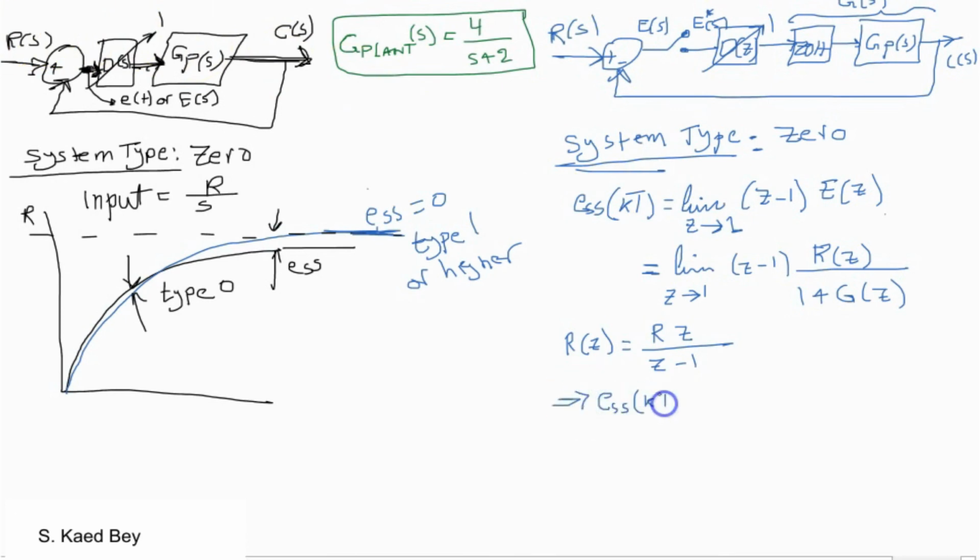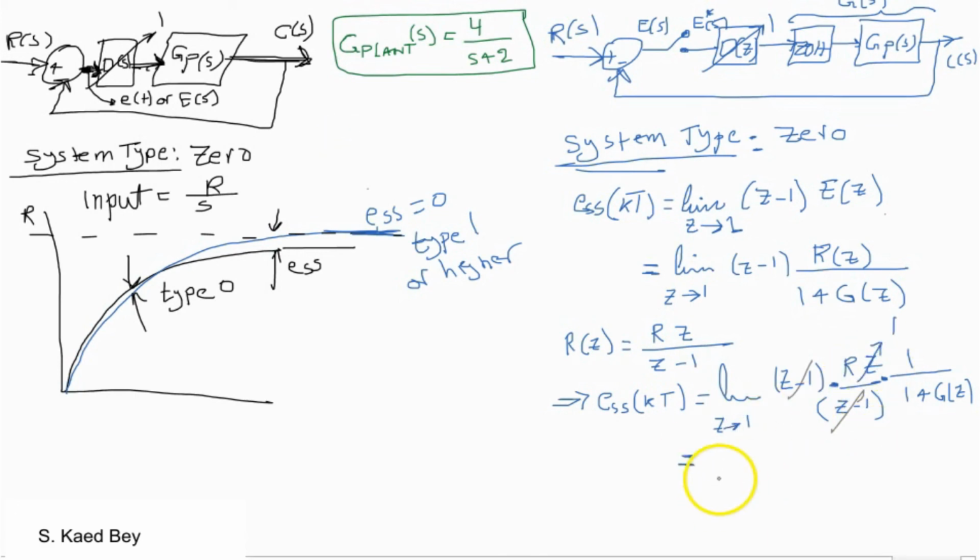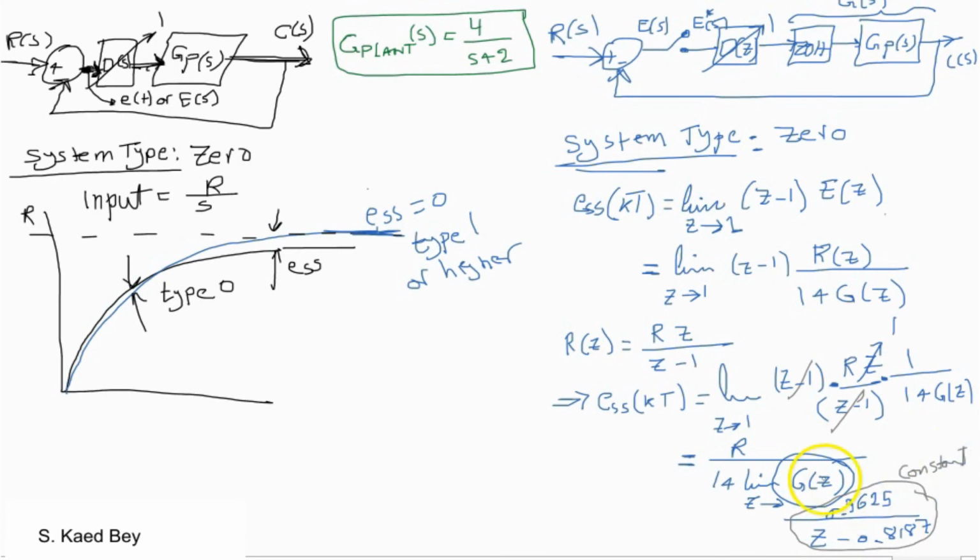If we assume the input is a step with a magnitude r, applying this in the relation of the final value theorem, cancelling the z minus 1 in the numerator and denominator, and applying the limit for z equals 1 for the forward path transfer function, we obtain the steady-state error of 0.33 as well. Also, if we increase the system type, the steady-state error will be 0 in this case.